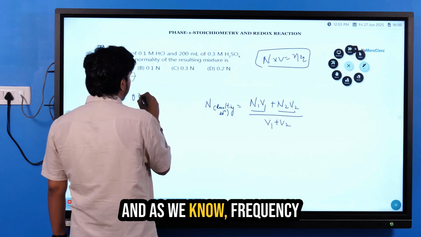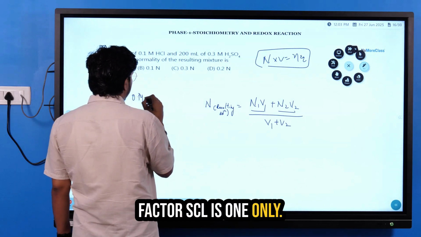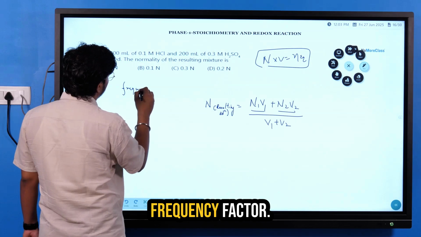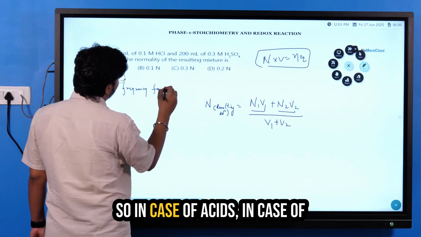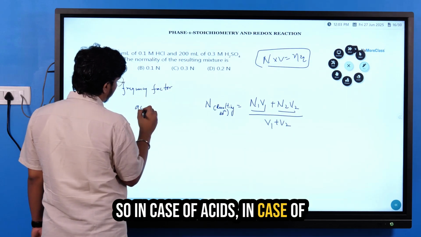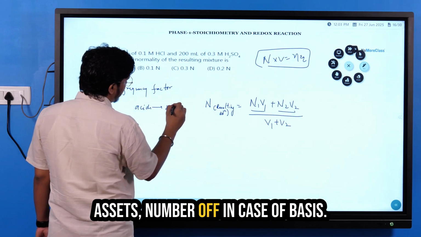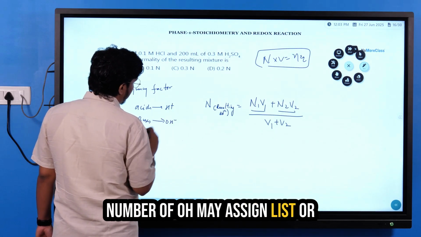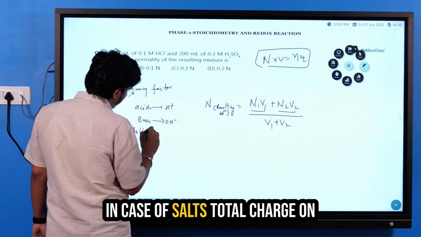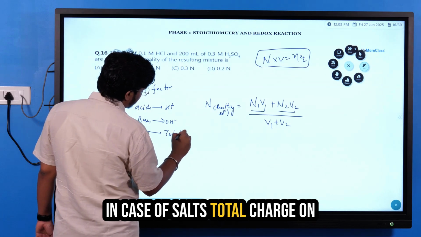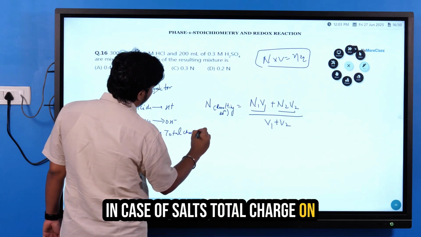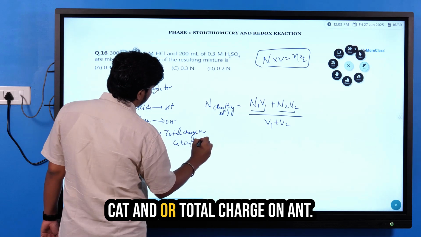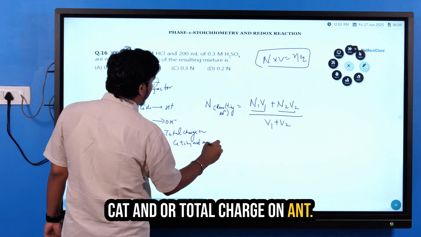And as we know, the frequency factor of HCl is 1 only. But what is the frequency factor? Let me define that also here. Frequency factor: in case of acids, the number of H⁺ ions released. In case of bases, the number of OH⁻ ions released. Or in case of salts, the total charge on cations or total charge on anions.